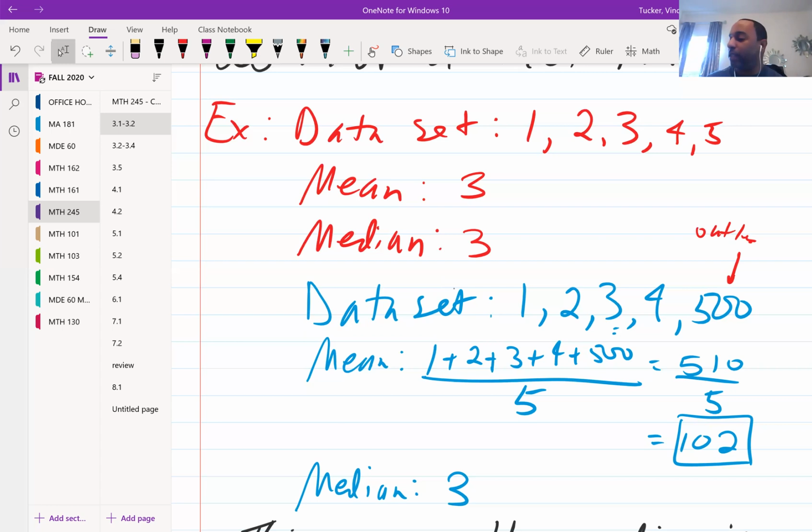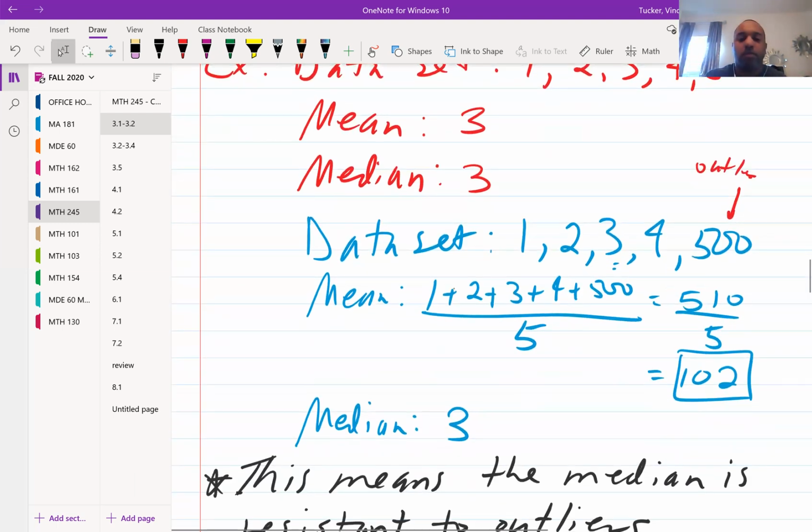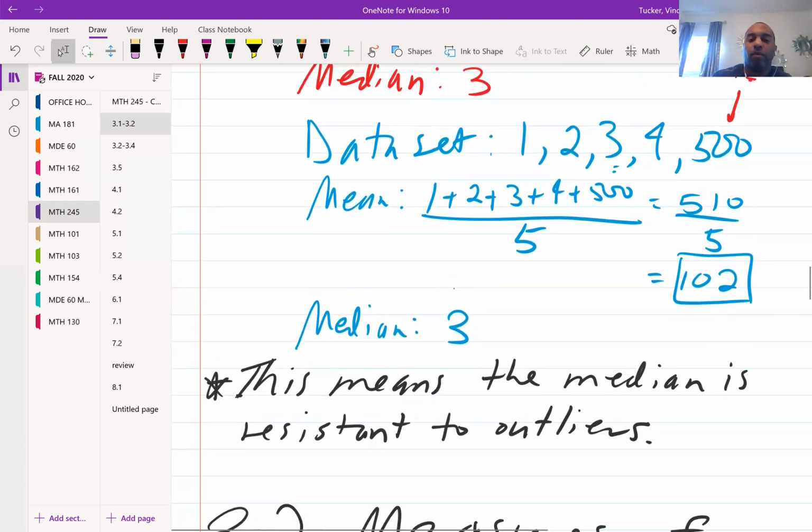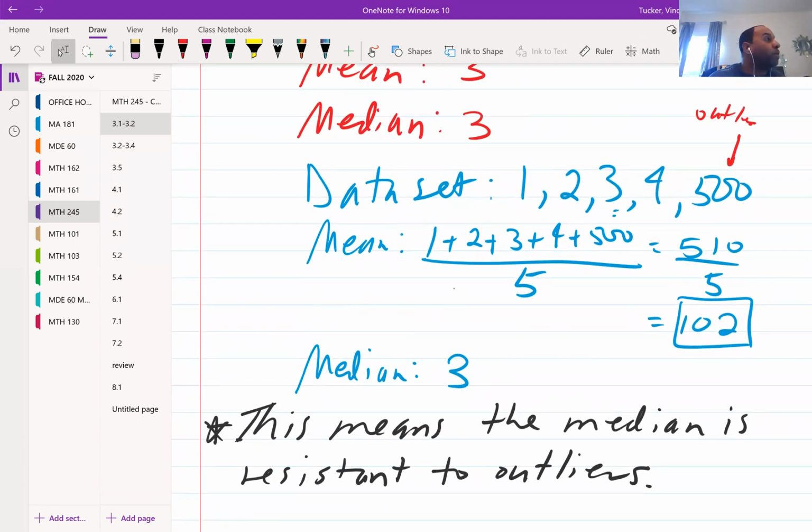Questions on what it means to be resistant to outliers? No, that's the statement right there. This means the median is resistant to outliers. All right, questions before we go into 3.2?